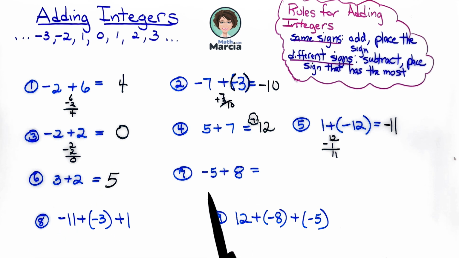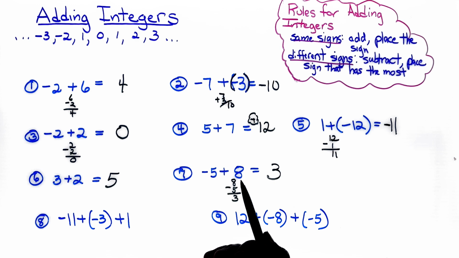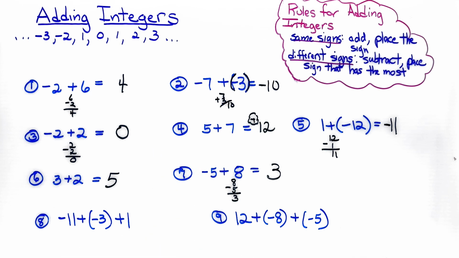For number 7, I have a -5 plus 8. The signs are definitely different. So without worrying about the signs now, I'm going to write 8 as a larger number, and I'm writing 5 underneath it, and I'm just going to subtract. And I get 3. Okay, so now I'm going to look. Do I have more negative or more positives? Well, 8 is definitely more than 5. We're not even thinking about the negative sign. So the answer is a +3.